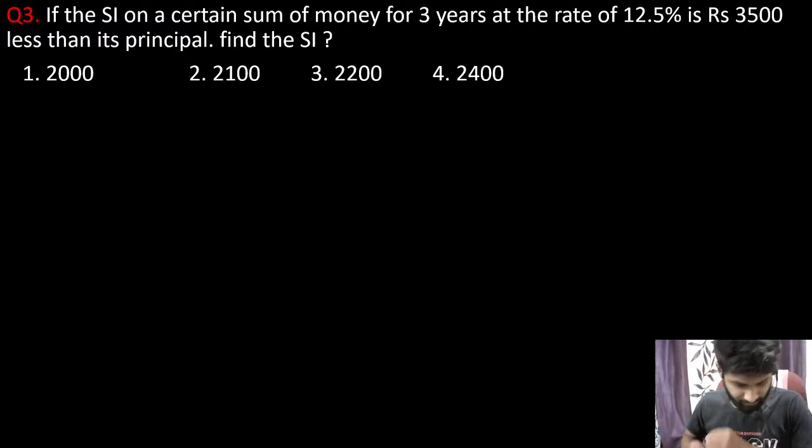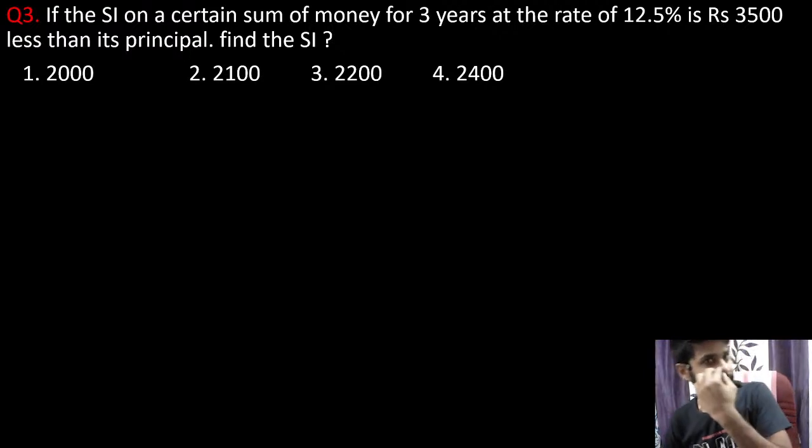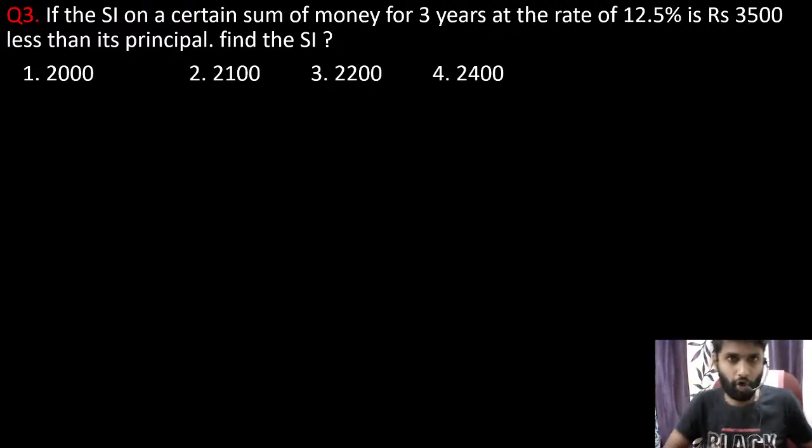Let's go through the next question. Just read it. If the simple interest on a certain sum of money for 3 years at the rate of 12.5 percentage is 3,500 rupees less than its principal, then find the simple interest.